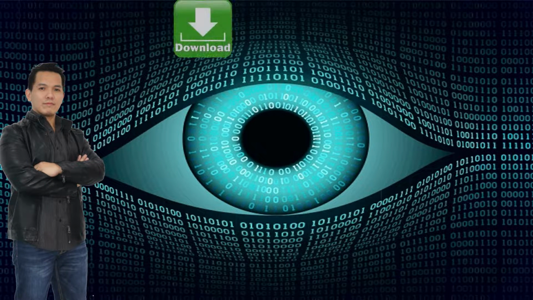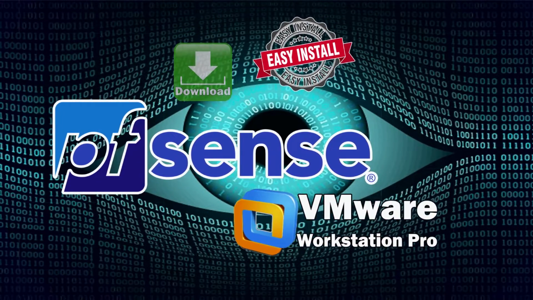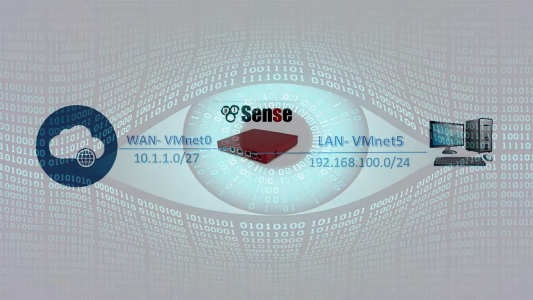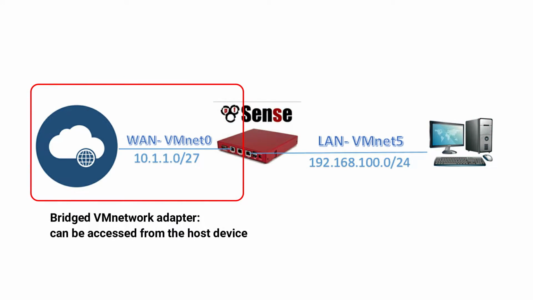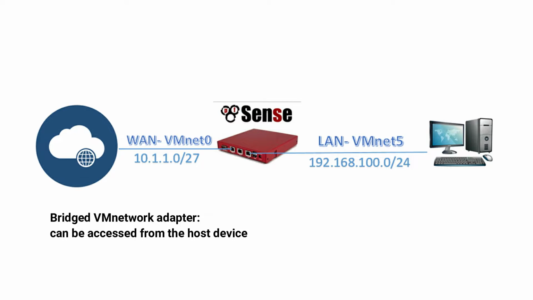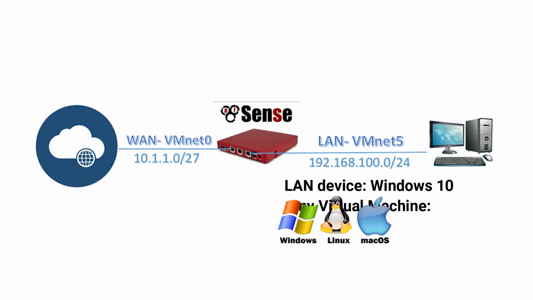Today, we are going to download and install pfSense on VMware Workstation Pro. This would be our topology. We will set the pfSense WAN interface to bridge for us to access from our local host or to be part of our physical network. We will connect Windows 10 to be our pfSense LAN device.